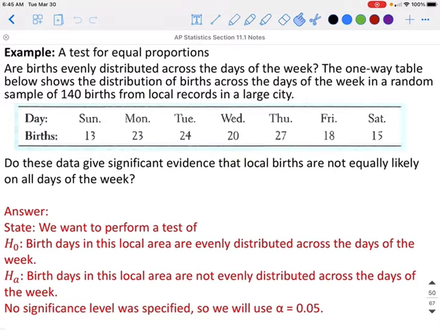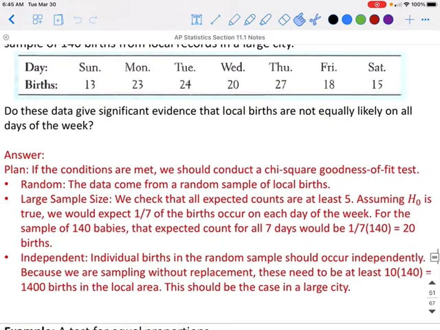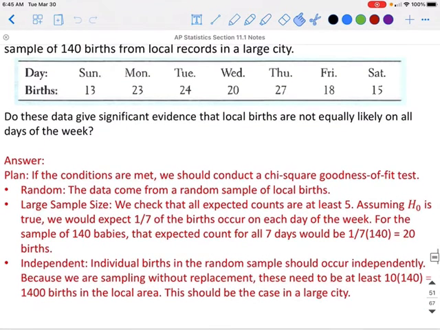In the plan, you need to state what method you are going to use, and then you're going to check your conditions. If the conditions are met, we should conduct a chi-square goodness of fit test. First, we're going to check random. The data comes from a random sample of local births. Next, remember, instead of normal, we're going to check the large sample size. So we check that all expected counts are at least 5.